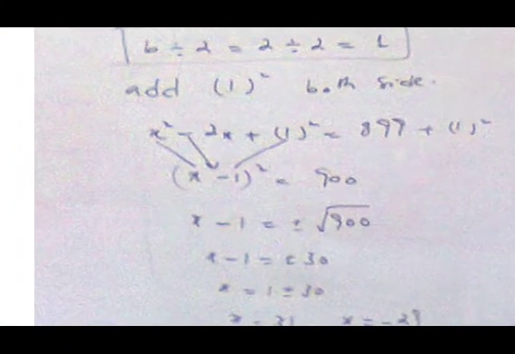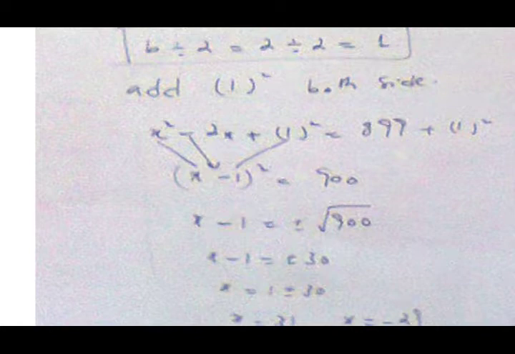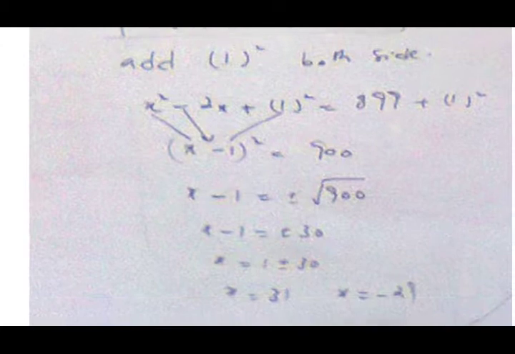Now on the left hand side it completes the square: x, and the value which we add, and the sign of b, x minus 1 whole square, and on the right hand side it is equal to 900. We take the square root of both sides. Now we have 31 and minus 29, the answer.